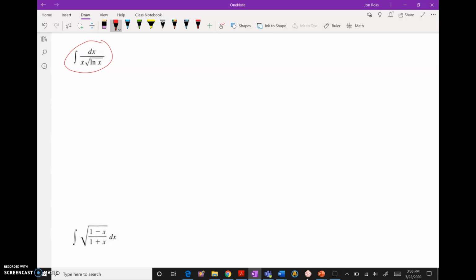What I do know is that the derivative of the natural log of x is equal to 1 over x. And I have a 1 over x right here, 1 over x dx. That means I want to try u substitution. I'm going to use my u substitution for the natural log of x. du is equal to 1 over x dx, and I have 1 over x dx right here to substitute for.